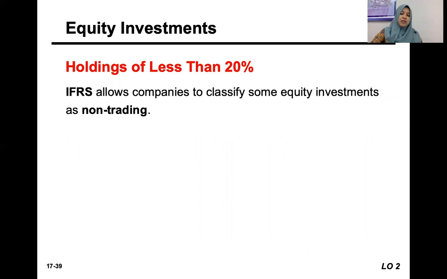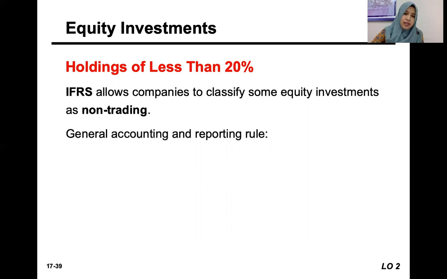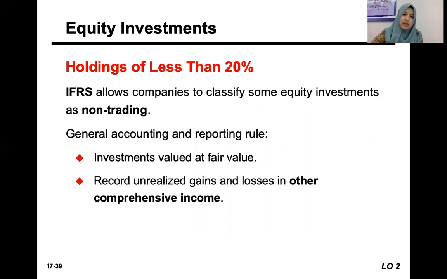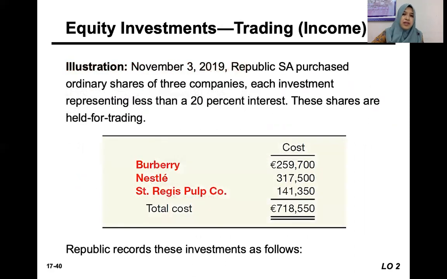But if it is classified as non-trading, which is allowed for certain types of equity investment, we'll use fair value as well, but any unrealized holding gain or loss we report in equity as part of other comprehensive income.